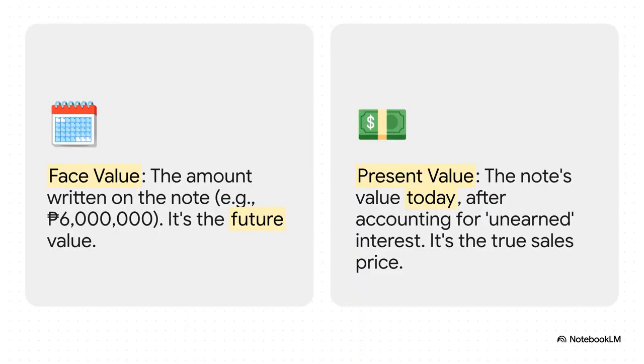Okay, so this is the absolute core of it all. You've got two values. The face value, that's the big number written on the note, the 6 million pesos. That's a future promise. But the present value, that's what that promise is worth the second the deal is made. That, my friends, is your true sales price. It's the number that matters today.